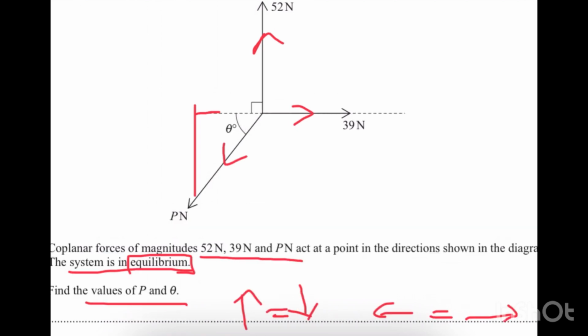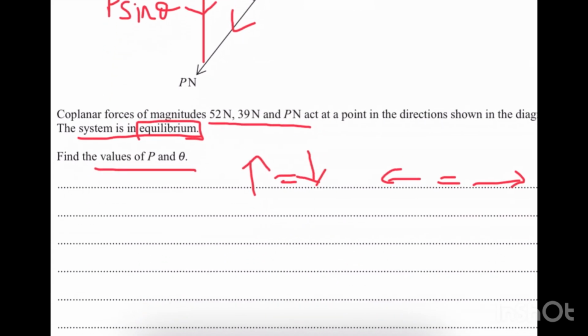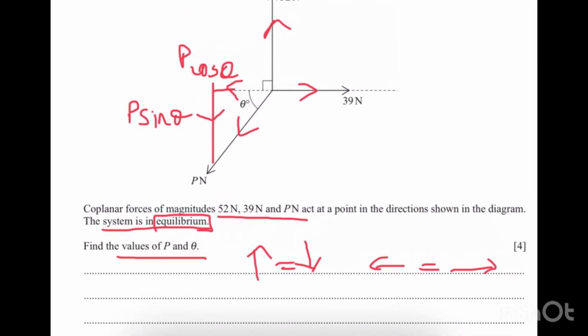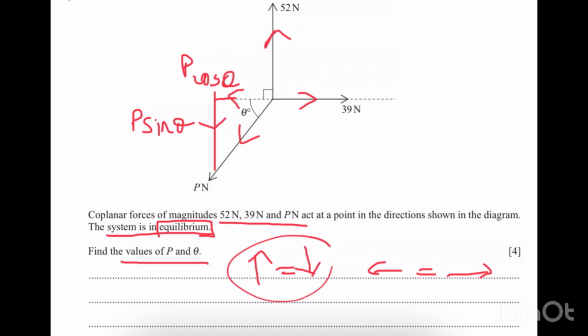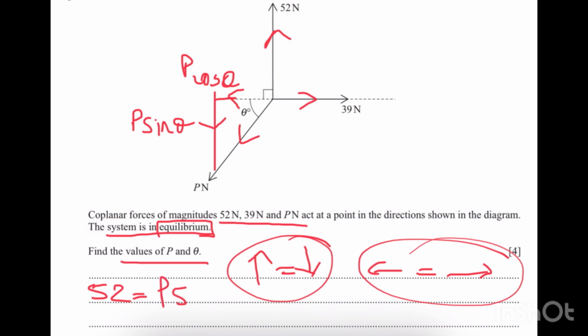In this direction, it has a leftward component which must be equal to P cos theta and a downward component which is equal to P sin theta. So let's make the equations as per these two conditions. For the first one, the 52 newton force must be equal to P sin theta, and the 39 newton force must be equal to P cos theta.